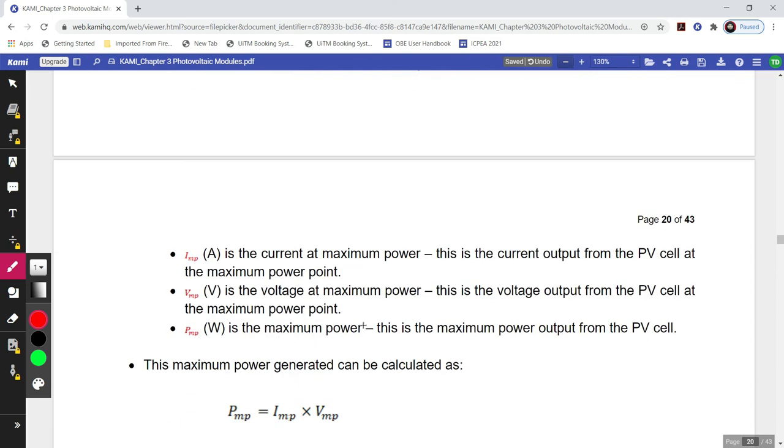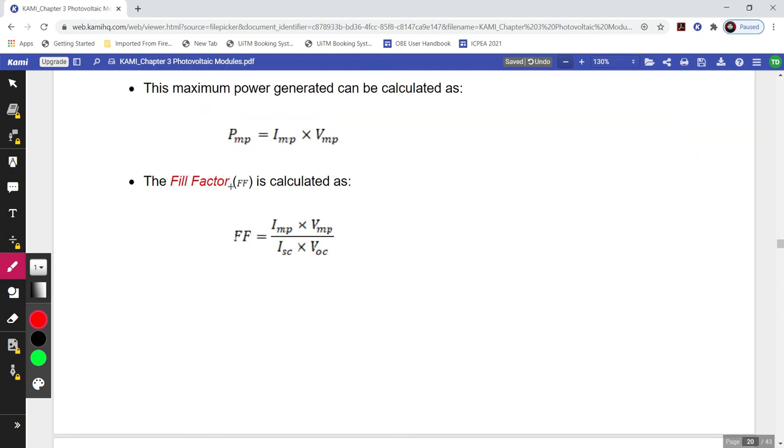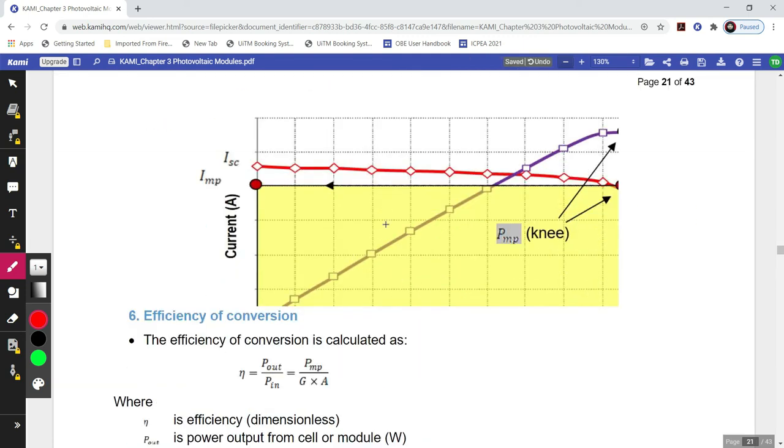PMP is the maximum power. This is the maximum power output from the PV cell. So this maximum power generated can be calculated as PMP equals IMP multiplied with VMP. This is the equation of power. The fill factor is calculated as FF, fill factor, equals IMP multiplied with VMP, so this is the maximum power, over ISC multiplied with VOC. So that one is in this area.